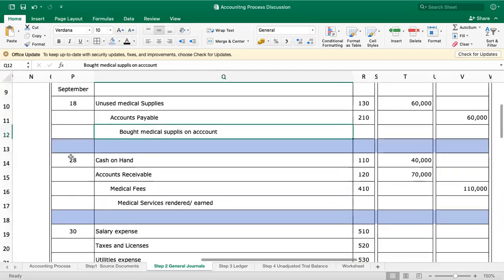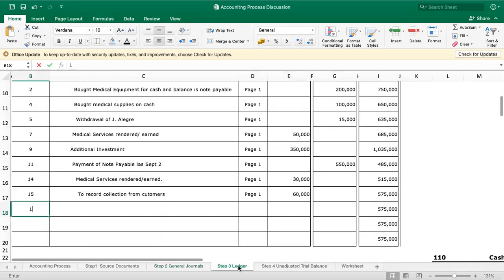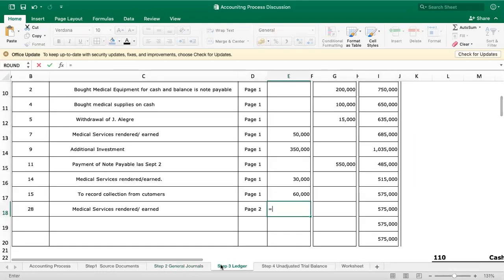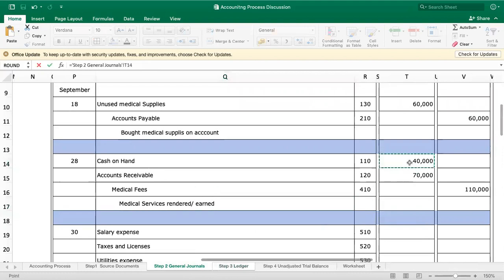How about on September 28? Yes, we have debited cash of 40,000. So this is from collection from the services rendered. September 28, the explanation: collection from services rendered. We are now on page 2 of our journal sheet. Then debit or credit, that's debit, 'di ba? Naka-debit to, 40,000.